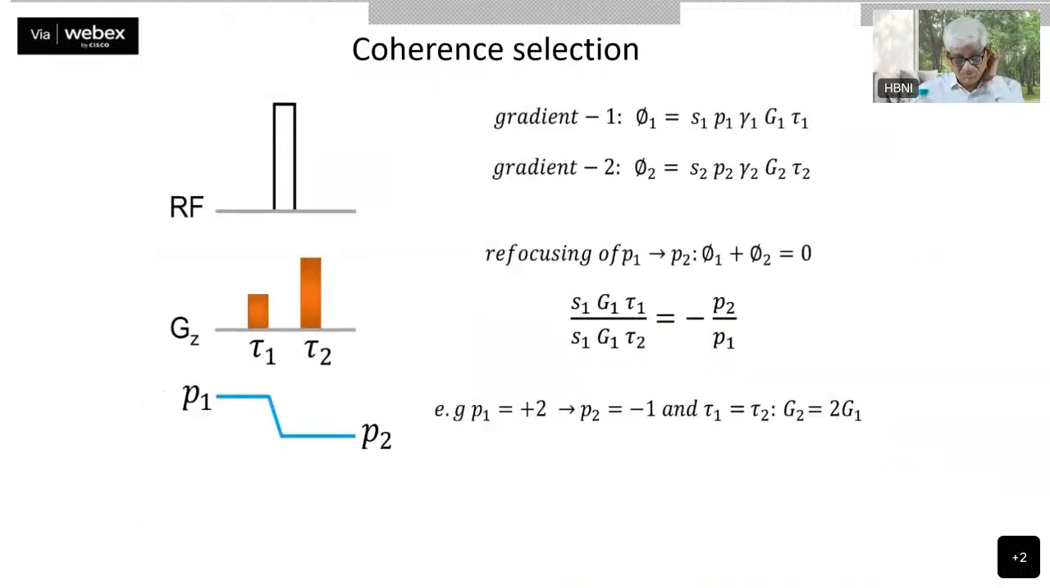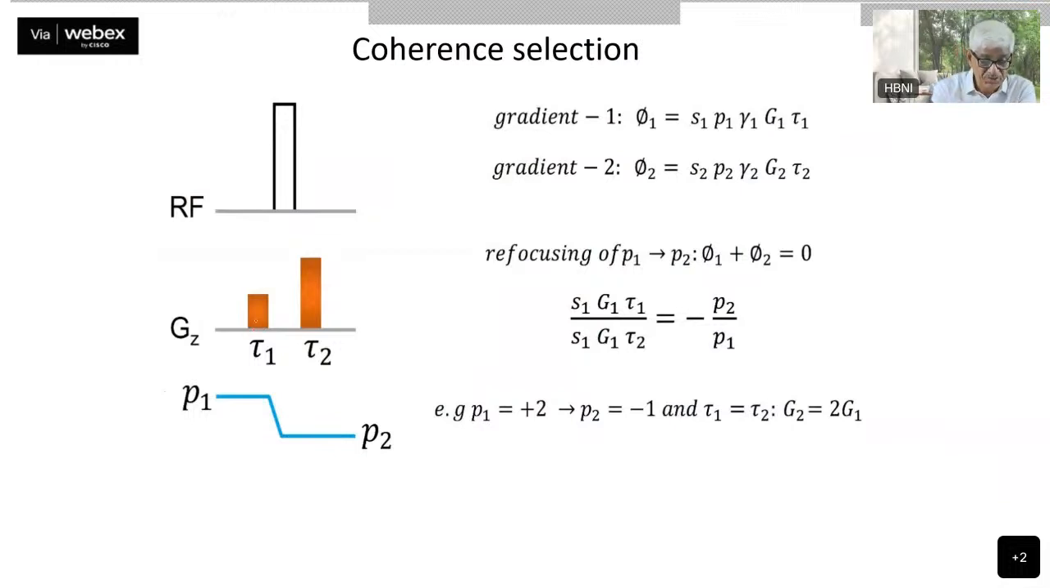Okay, now we go to a little bit more complex situation that we want to do coherence selection. So far, we looked at the water suppression and how it was able to help us with regard to the enhancement of the signals. Now, coherence selection. Now, let us say we have the particular diagram with regard to the pulse sequence. We consider the effects of one particular pulse. And we have here two gradients applied.